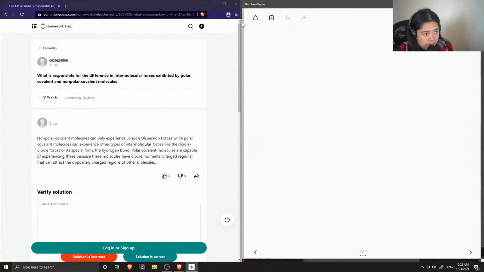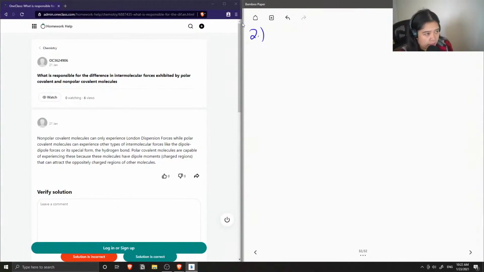Okay, so question number 2. What is responsible for the difference in intermolecular forces exhibited by polar covalent and nonpolar covalent molecules?